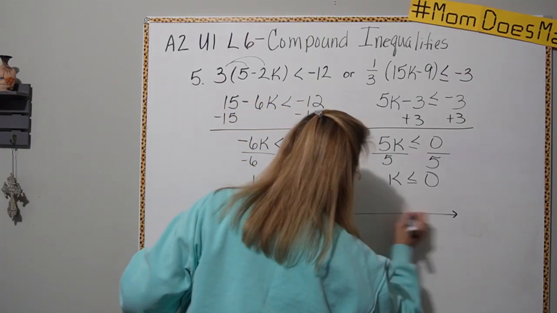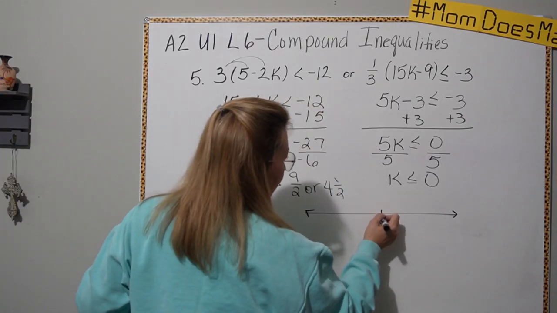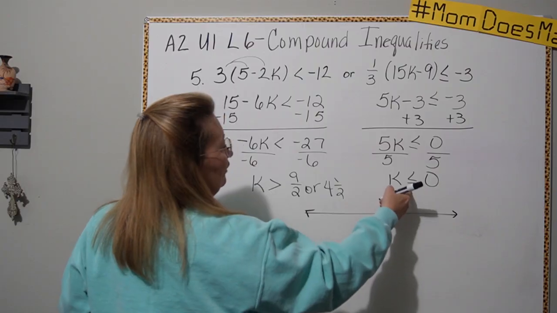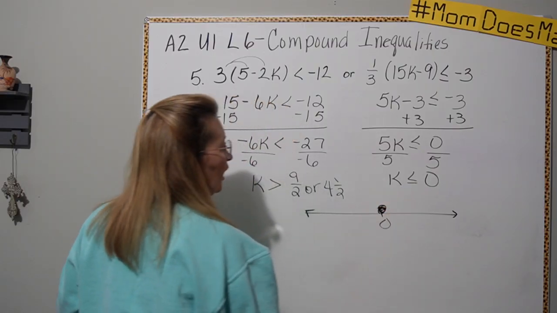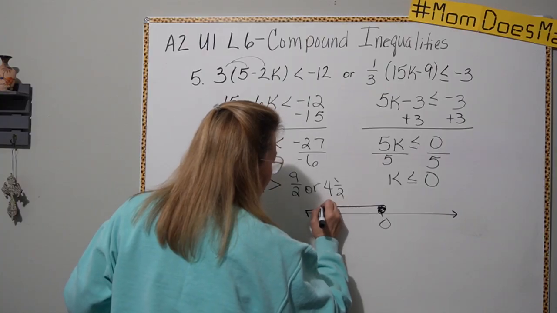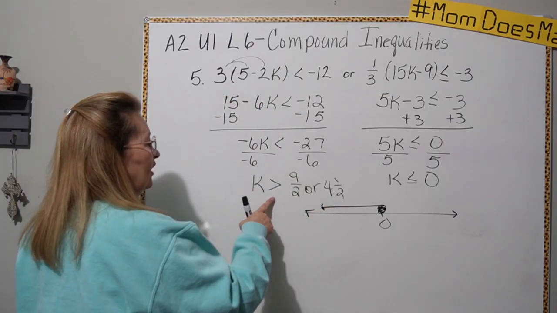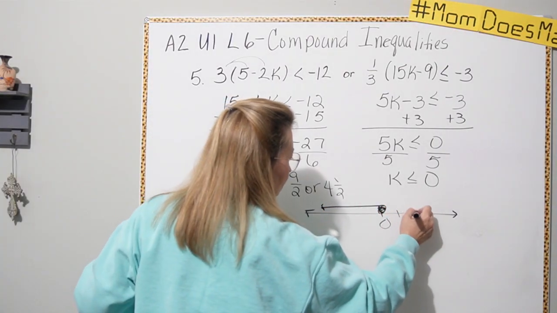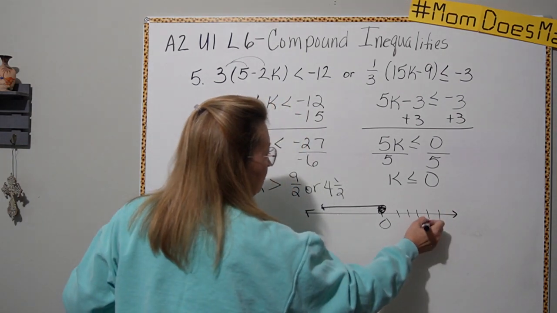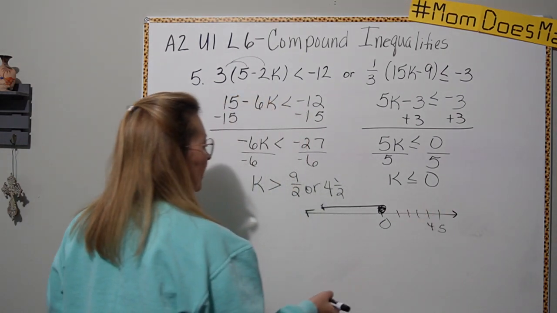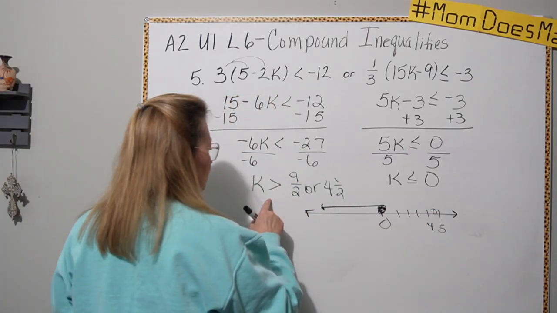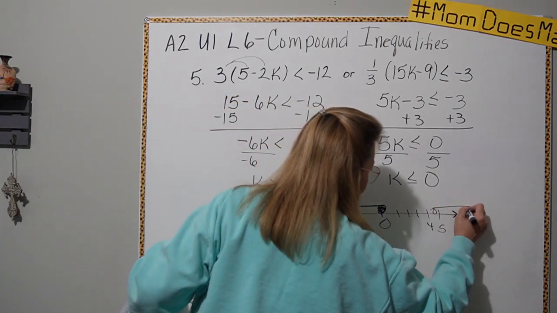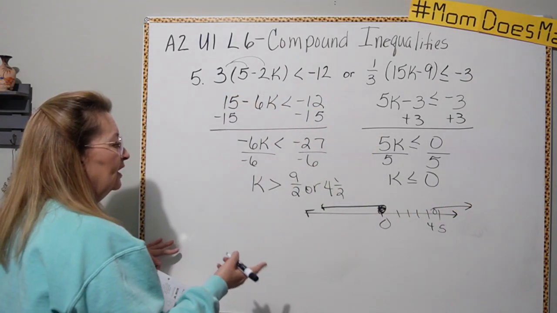All right, let's graph it. First of all, we have 0. If k is less than or equal to that, it's going to be a closed dot over the 0, and it's going to go this direction. All right, now for this one, I'm going to go to in between the 4 and the 5. That's 4.5. And I want an open dot, and it's going to be greater than, so it will go that direction.